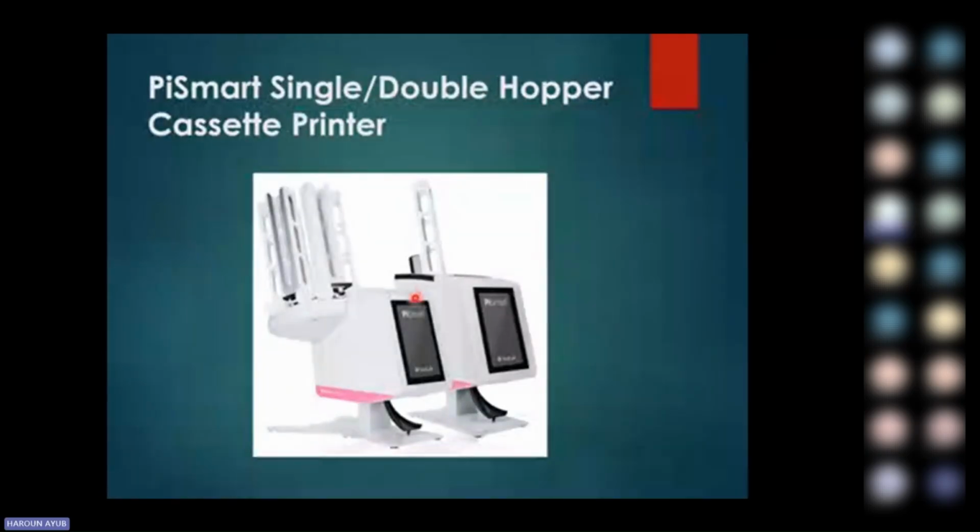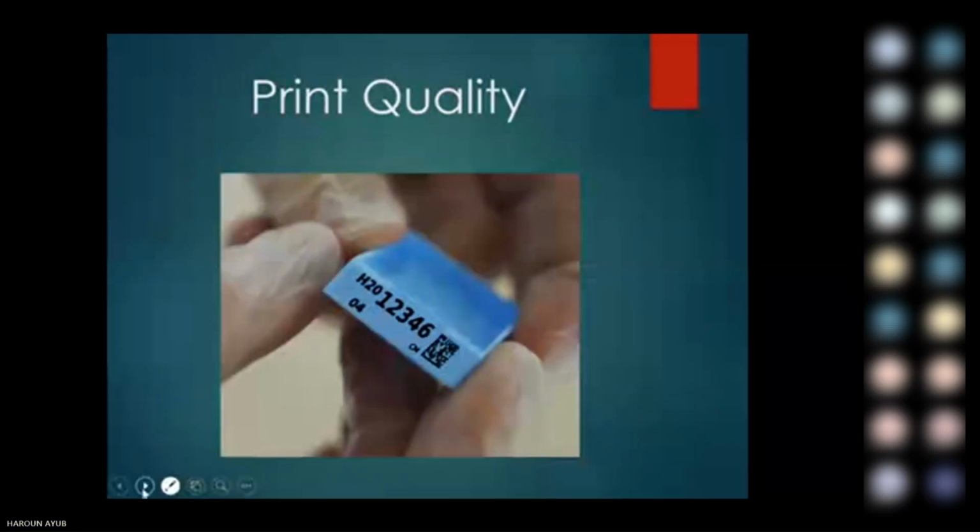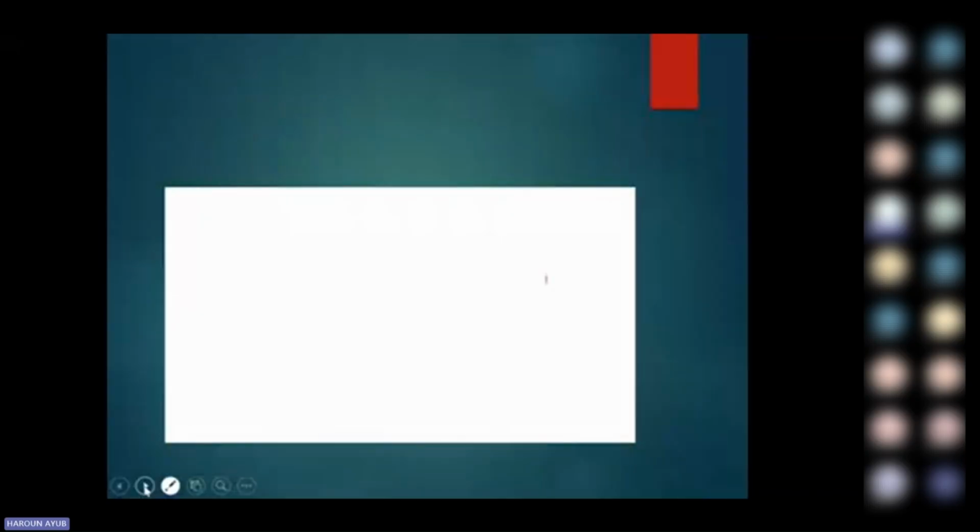So this is the cassette printer. So you can have multi-hoppers or a single hopper. So just briefly see how it does. And this is the print quality of your cassettes. So just a brief of how it operates.